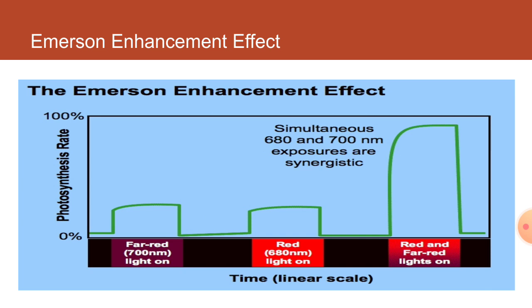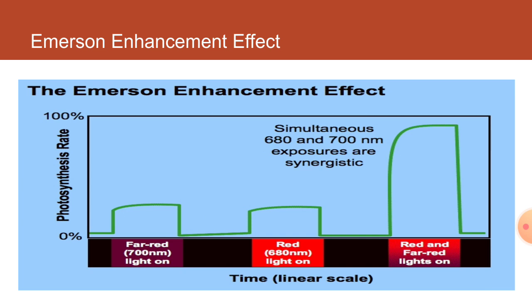Then Emerson enhancement effect, shortly known as EEE. A scientist by name Emerson conducted an experiment by isolating the chloroplastids from chlorella, an alga belonging to the class chlorophyceae. Actually, when he gave high wavelength of light, that is more than 680 nanometers, the rate is a little increased, that is very negligible. And when the wavelength of light is crossed at 700 nanometers, there is a drop in the photosynthetic rate, because we have already learned red drop effect.